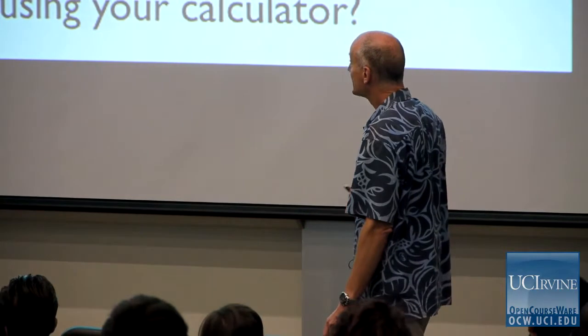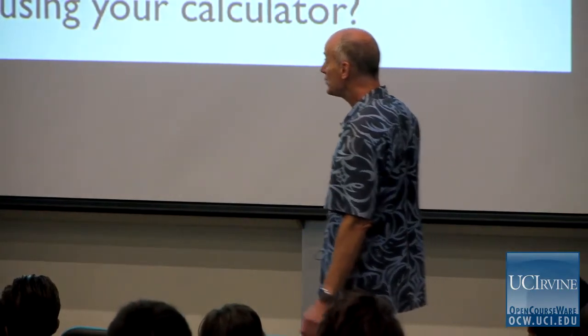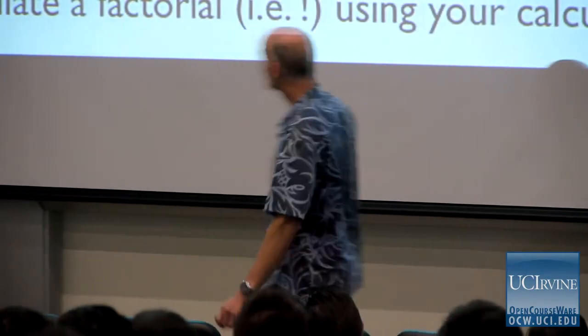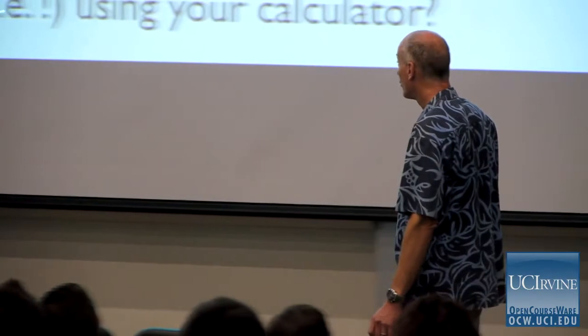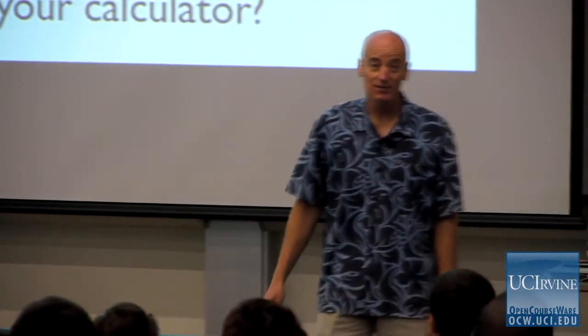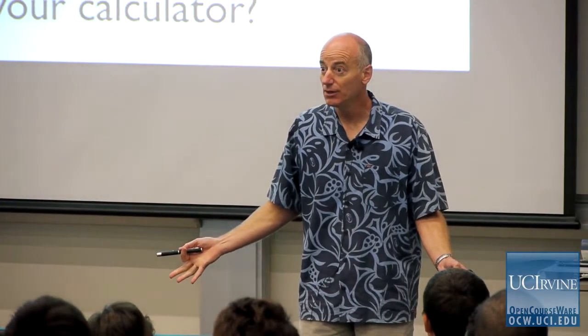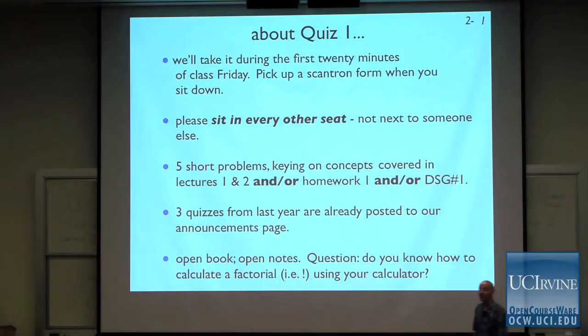I also posted 3 quizzes from last year. They're already posted to the announcements page, so you can get an idea for what these problems are going to look like. One of the things you'll notice is that you have to be able to calculate a factorial using your calculator. This might be the first time you've had to do that in any class. I know when I had to calculate factorial on my calculator, I had to pull out the owner's manual and figure out how to do it, because there's no key that says factorial on it. So Friday morning would be the wrong time to try and figure that out. Look at it before that.